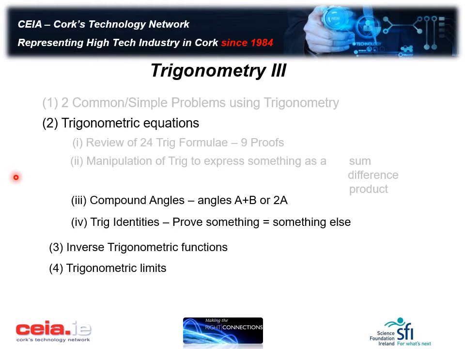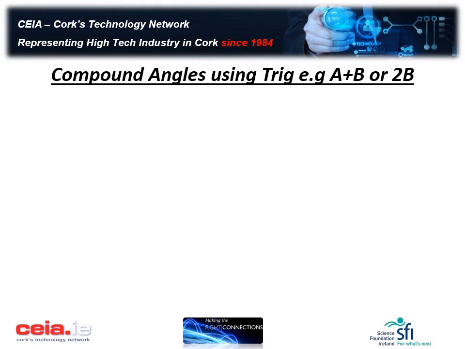So let's look at the next group, which are on page 14. They're compound angles. That's when we have 2 different angles, A and B, or twice the same angle, 2A. Let's take a few examples and look at those. So let's look at an example of a question looking at compound angles using trigonometric equations. So this is where you have 2 different angles, A plus B, or twice an angle.